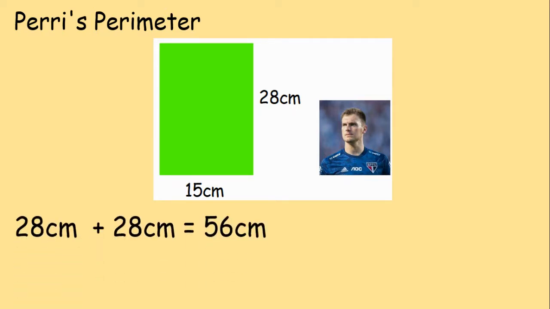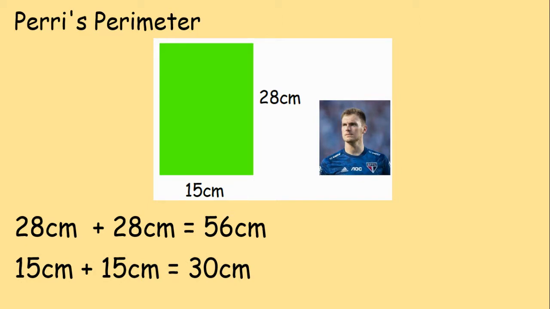28 centimeters add 28 centimeters gives me 56 centimeters. 15 centimeters add 15 centimeters gives me 30 centimeters. I need to add the totals of both calculations. 56 centimeters add 30 centimeters gives me a grand total of 86 centimeters.